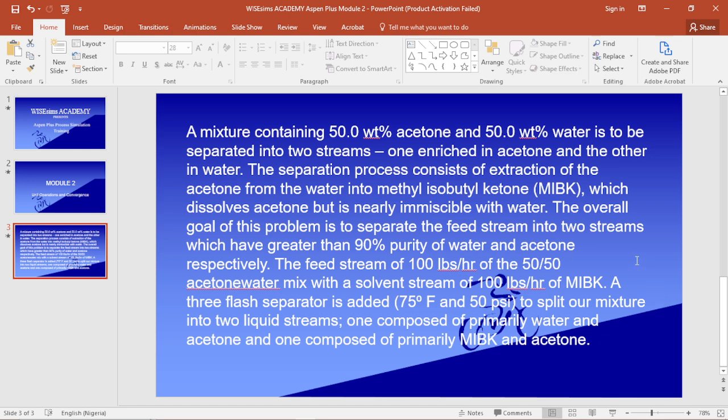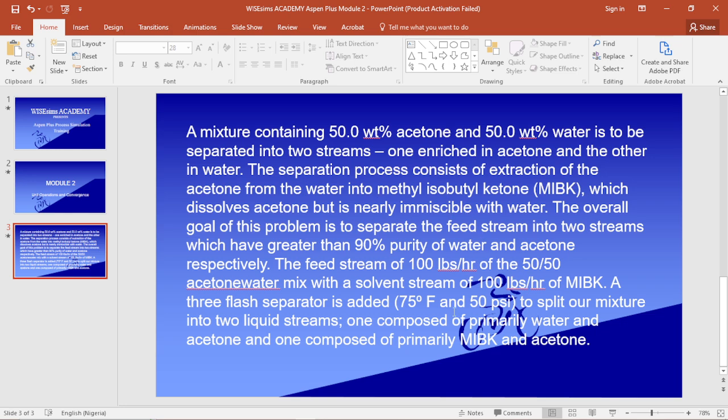The separation process consists of extraction of acetone from the water into methyl isobutyl ketone, that's MIBK, which dissolves acetone but is nearly immiscible with water. The overall goal of this problem is to separate the feed stream into two streams which have greater than 90% purity of water and acetone respectively. So basically we're going to be using MIBK to dissolve the acetone to enable us to separate it from the water.